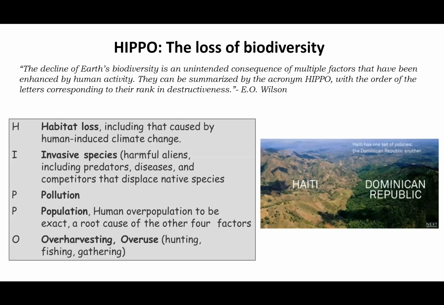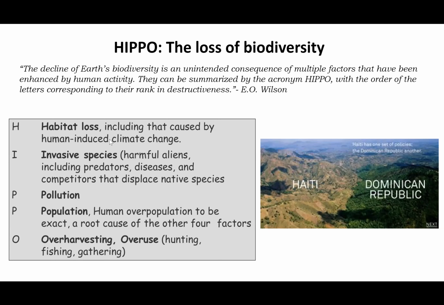And so I'm going to give you a quote from E.O. Wilson. He's the guy we talked about in the very first class, a really famous biologist. E.O. Wilson said, the decline of Earth's biodiversity is an unintended consequence of multiple factors that have been enhanced by human activity. They could be summarized by the acronym HIPPO, with the order of the letters corresponding to their rank in destructiveness. So we have H for habitat loss, I for invasive species, P for pollution, P for population, and O for overharvesting and overuse.